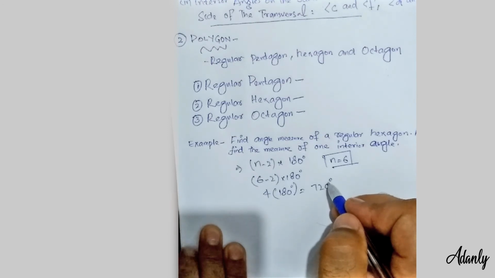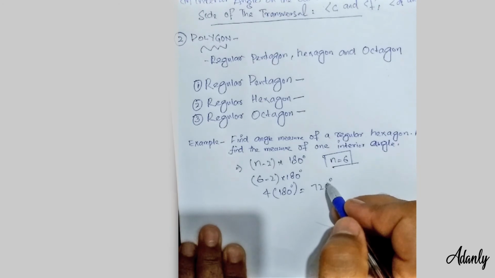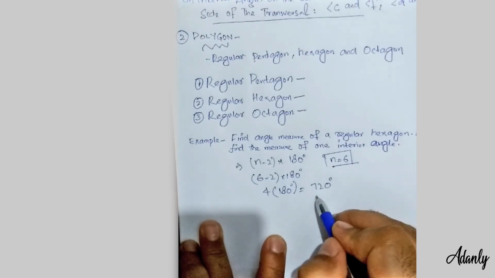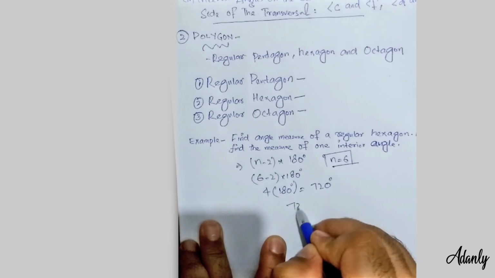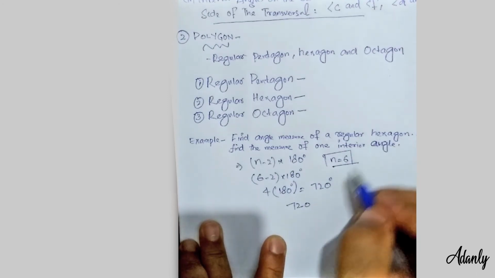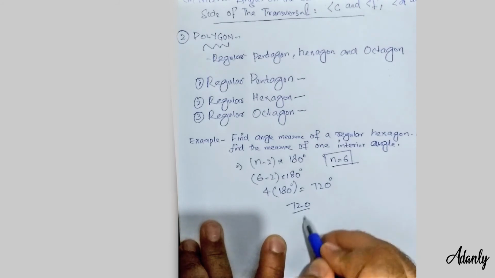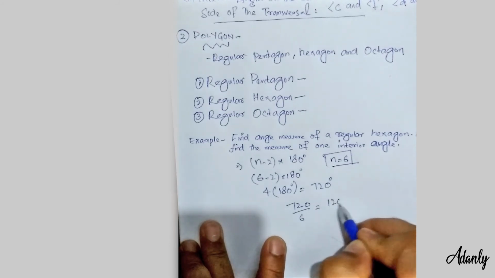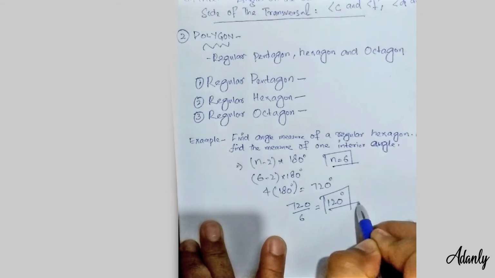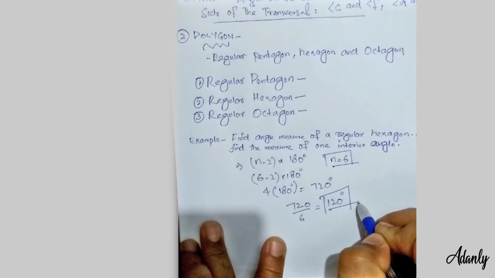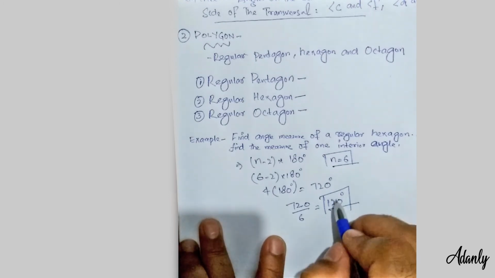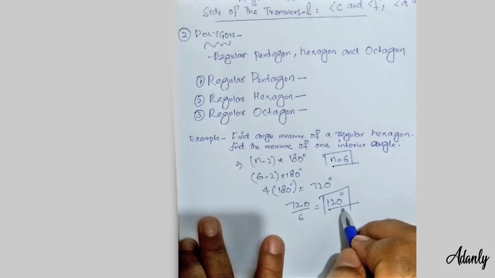Now we have to find one of the interior angles. So we will divide 720 by 6, as we have a hexagon. So 720 divided by 6 gives us 120 degrees. So it means that the measure of one interior angle of the polygon is 120 degrees.